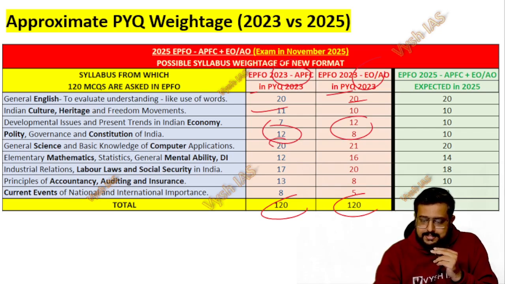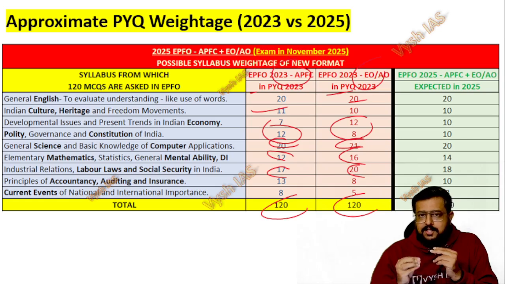Then general science and computers combined had 20 to 21 questions. Mathematics, that is CSAT, had 12 to 15 questions. Labor law, which as I told is of higher weightage, had 17 to 20 questions. Accountancy again has roughly 10 to 13 questions. And current affairs has very few questions. That too, they ask, for example, one question about G20, one about a recent sports tournament, one about some award ceremony. That kind of very abstract GK they'll ask.